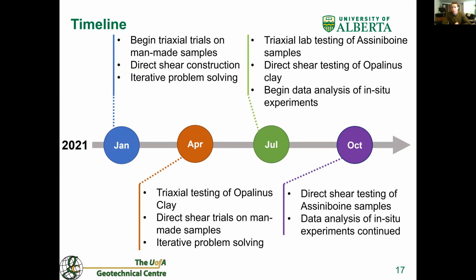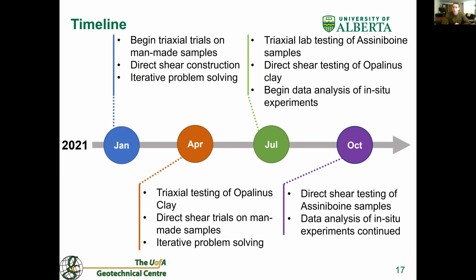So the one-year plan revolves around constructing the lab equipment necessary for testing various samples in a lab setting, and finally beginning the assessment of in situ experiments. The triaxial cell is currently being constructed, and the design of the direct shear device is completed, and it will be constructed once the triaxial cell is completed.